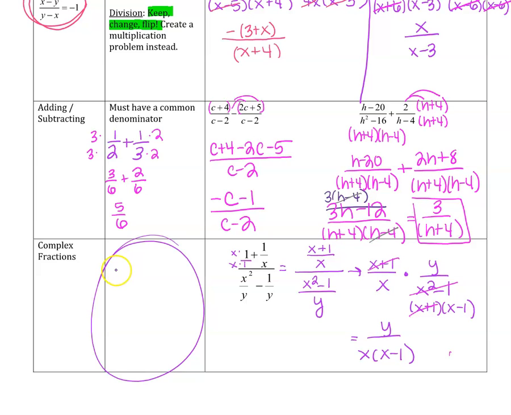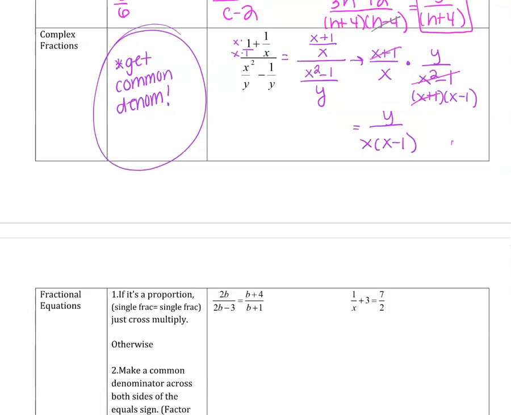What I will write here, though, is get common denominators. I feel like between those two methods, that's a pretty universal thing that we're doing, whether it's throughout the entire problem or just in the numerator and denominator. All right, moving on to the next page.